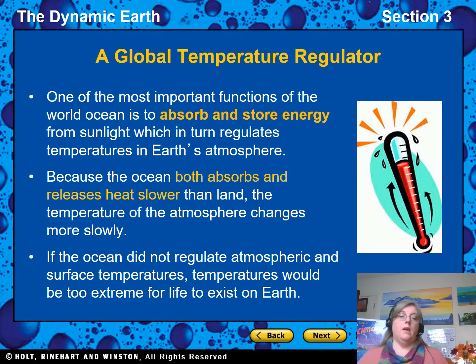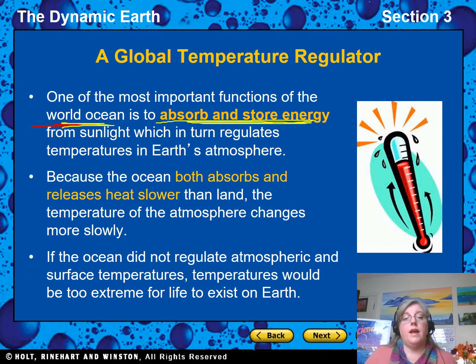So one of the most important functions, as far as protecting the earth, that the ocean does is the fact that it absorbs and stores energy from sunlight. It takes that heat energy and holds it so that it can regulate the temperatures around the earth. It absorbs the sun's heat and releases it slowly.